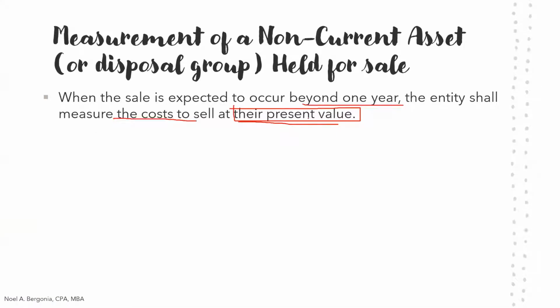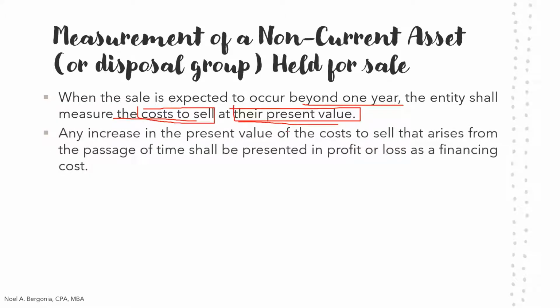If it is within 1 year only, and there is no such expectation, then the cost to sell will be as is. No need for us to present value it. Okay? And any increase in the present value, since we need to amortize from the present value to our future value, under IFRS 5 we will be recognizing it in profit or loss as financing cost. So that is our interest expense, the difference between the present value and the given future value. Okay?